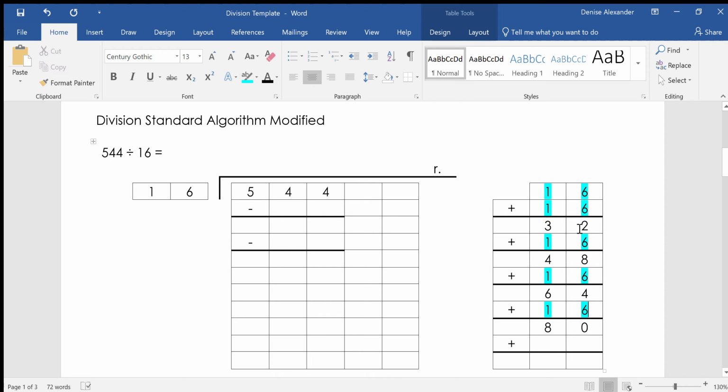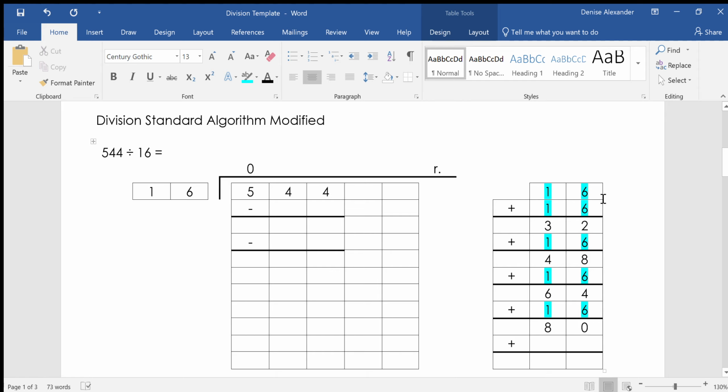Okay, so now what I do is I look at 5. Can I pull 16 out of this 5? No. So right up here, I'm going to put a 0. So now I'm going to look at 54. Can I pull 16 out of 54? Well, I know I can get at least 1.